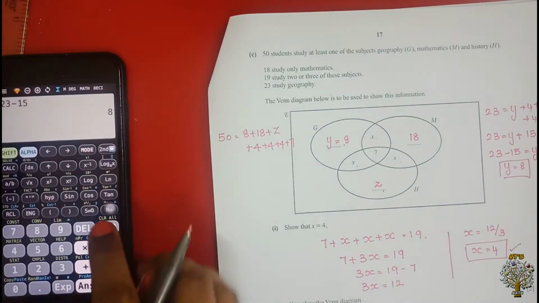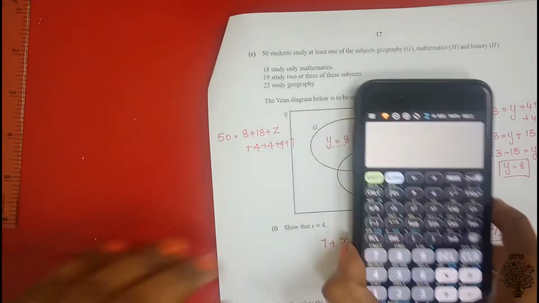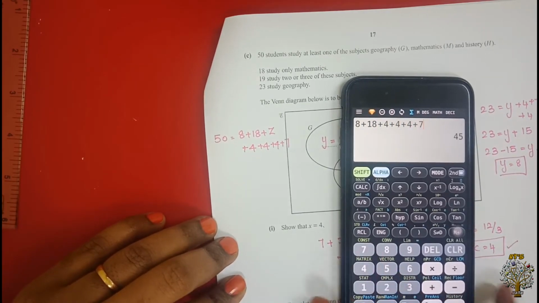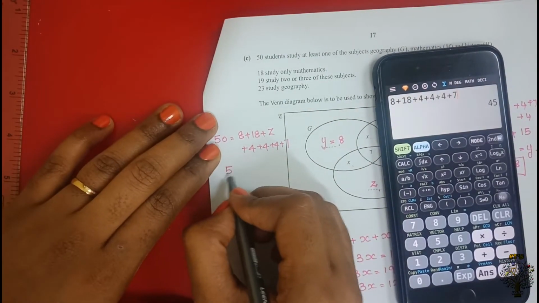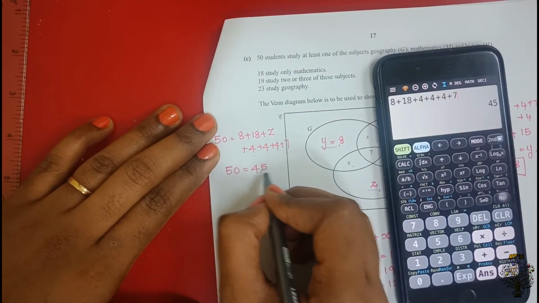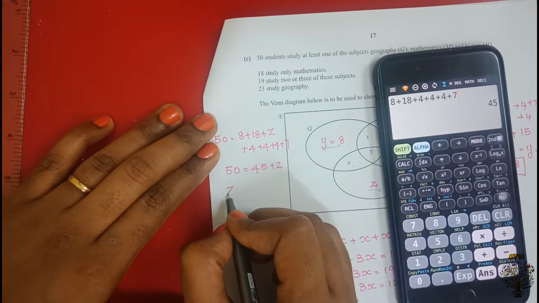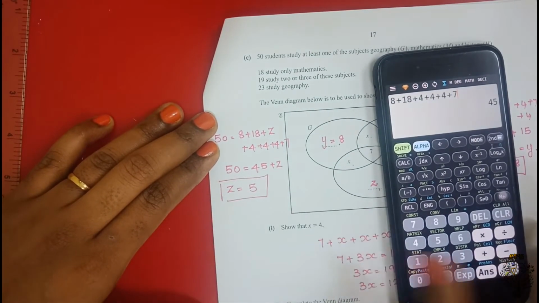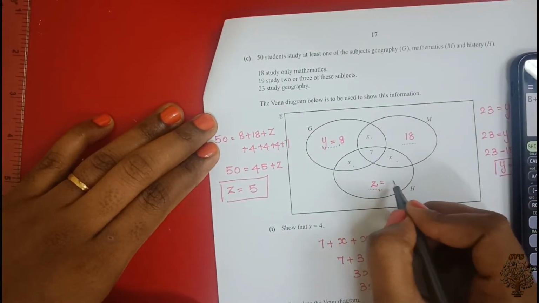Add the known values. So I'm just going to add all the known values. 8 plus 18 plus 4 plus 4 plus 4 plus 7, which gives me 45. 50 is equal to 45 plus z. So z is equal to 5. 45 will go that side, which will give me 5. 5 students will be taking history alone.